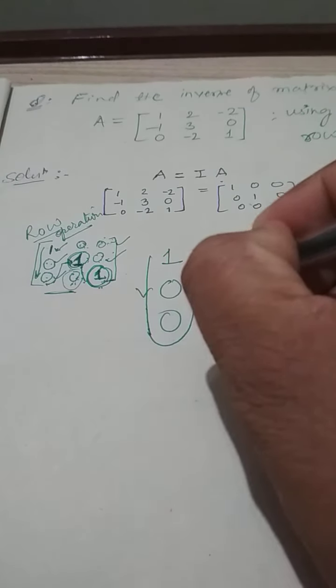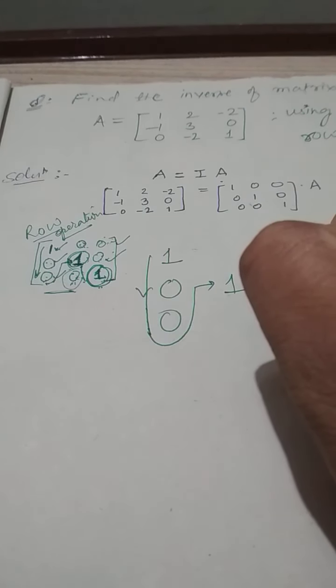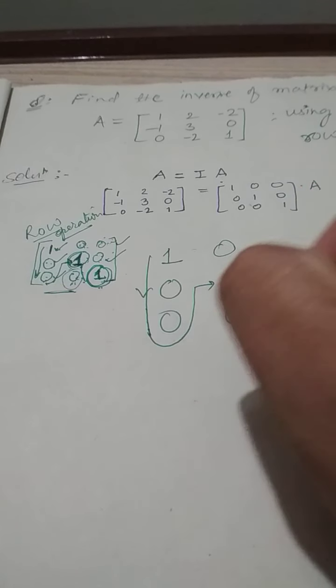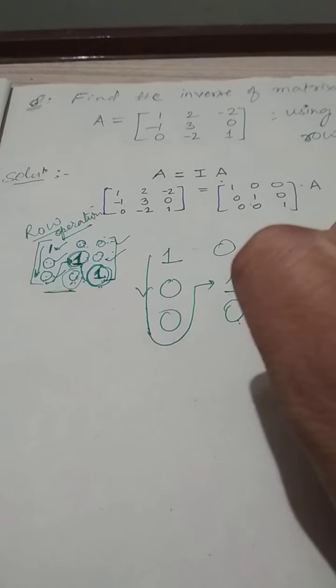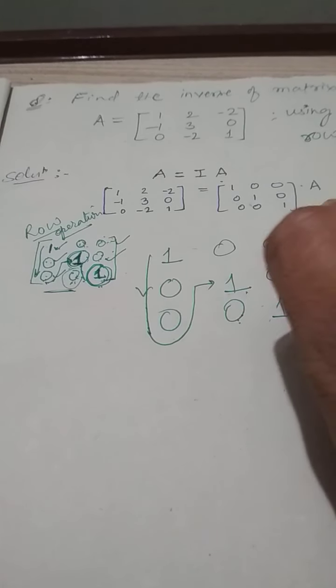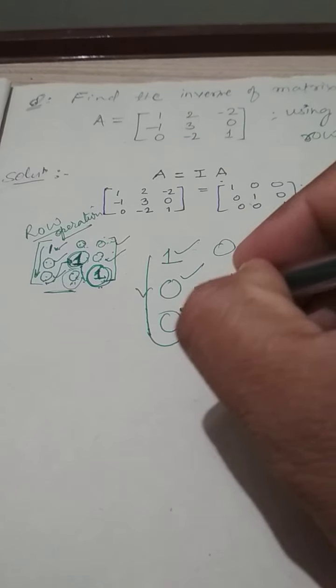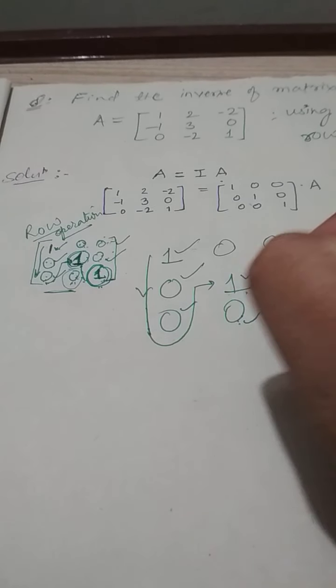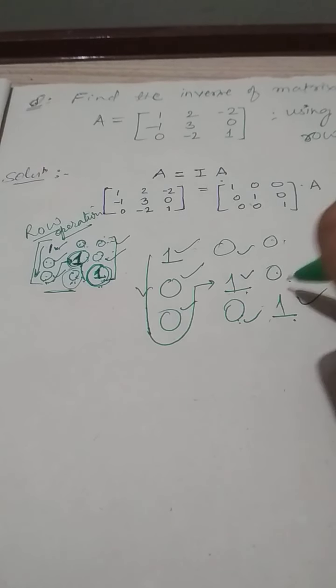Then after this you focus on the middlemost element, then above and below 0, 0. Then after this you make the last element 1, and automatically these two zeros will come. I hope you understood. If you do not understand, we will go practically and find the inverse, and then you will understand in the next video.